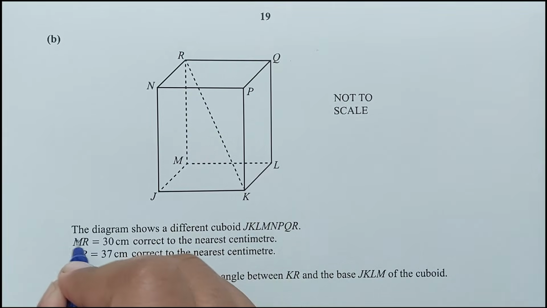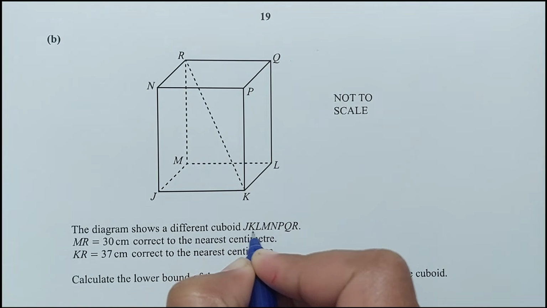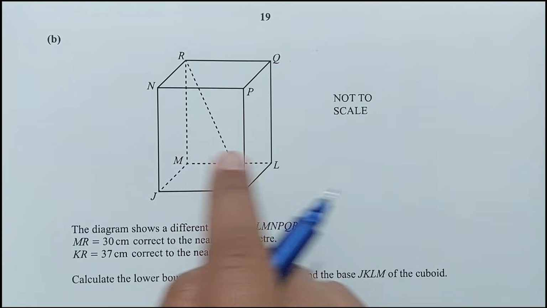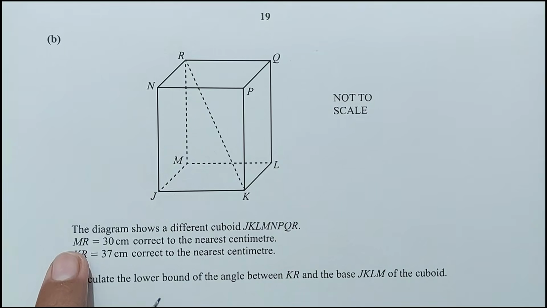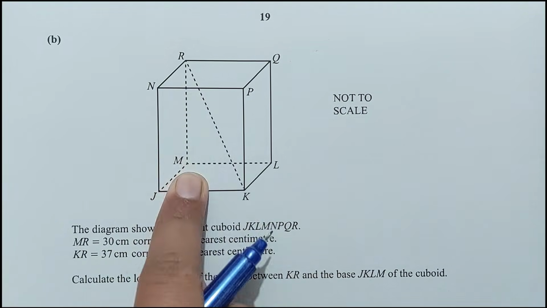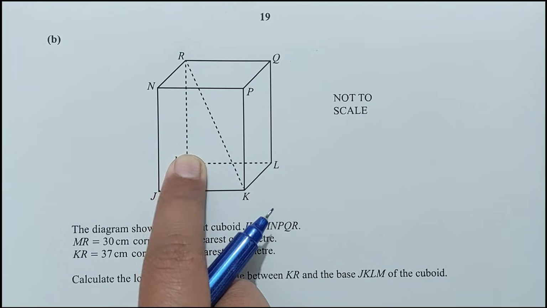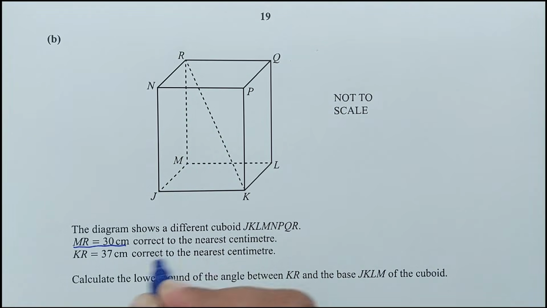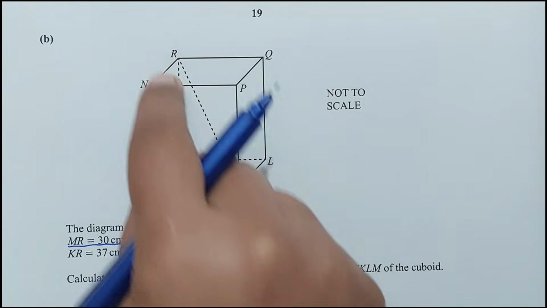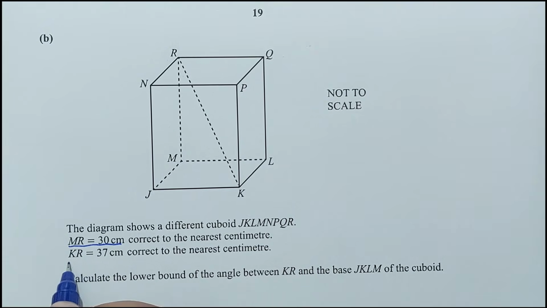Now for part B, the diagram shows a different cuboid J, K, L, M, N, P, Q, R. MR is 30 centimeters, correct to the nearest centimeter. And RK is 37 centimeters, correct to the nearest centimeter.